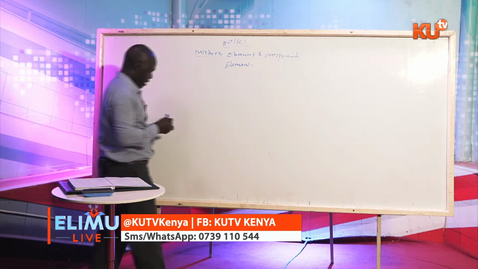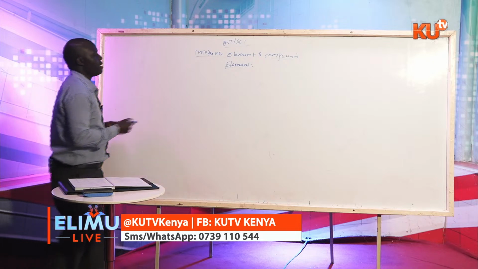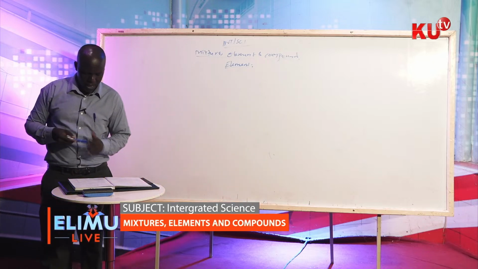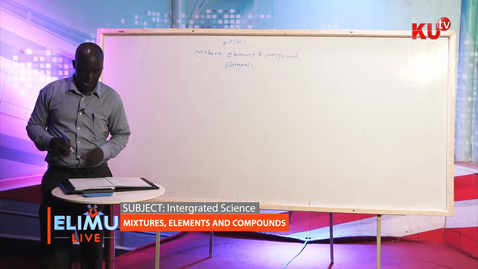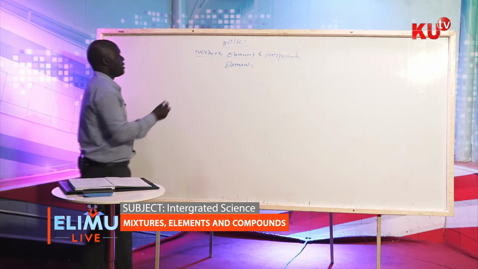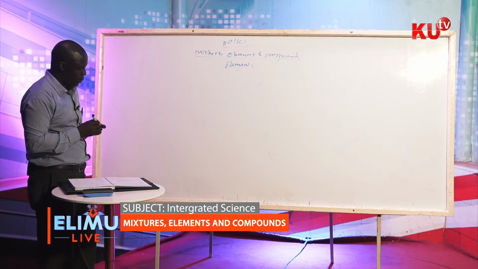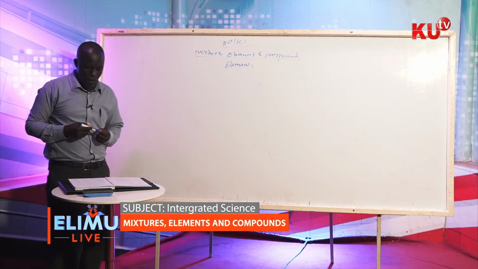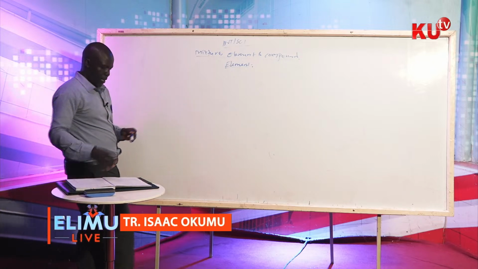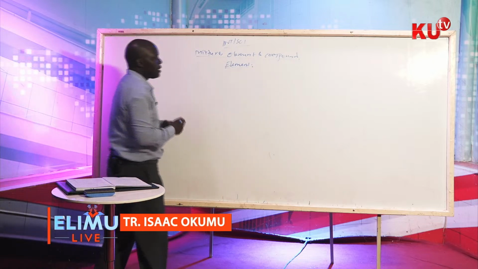So this one, we learned about elements in grade 8. And therefore, we must first of all start by understanding what an element is. Now, an element is a pure substance. So when you are defining the term element, you must talk of a pure substance. It is a pure substance made up of one kind of atom, or one kind of substance. That is what we call an element.